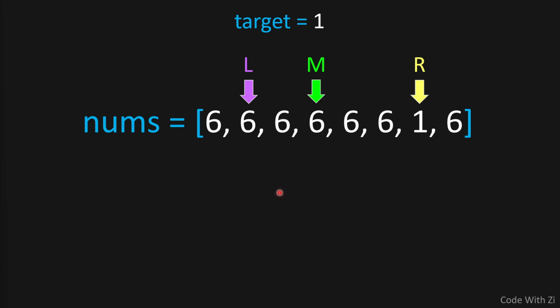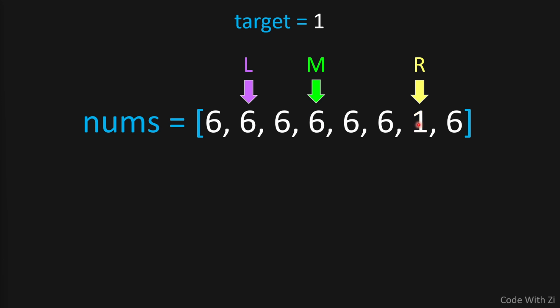Now middle is pointing to this number. We're going to check if the number that middle is pointing to is equal to our target. Unfortunately, it's not. Then we're going to ask, are these three pointing to the same numbers? Well, left is pointing to 6, mid is pointing to 6, but right is pointing to 1. That's awesome. That means we can actually check to see which side of our array is sorted.